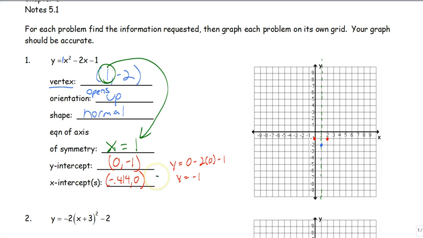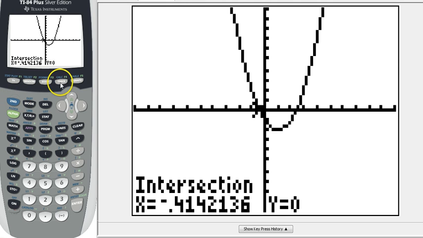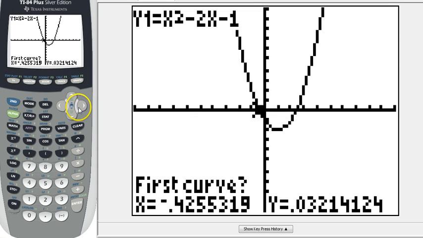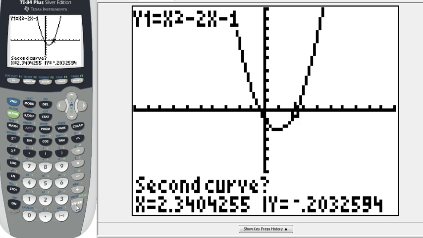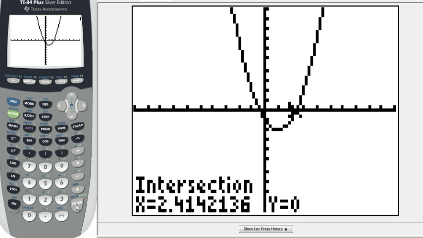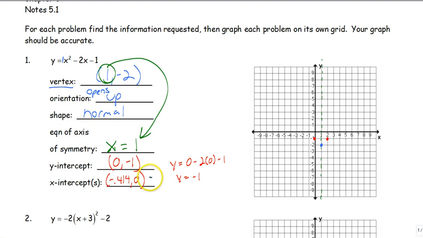And now I just need to get the other one by going back to the calculator. Okay, so second trace, 5. And now I'm going to hit up just to get onto this line and move over to the other place where you see the 0. Hit enter 3 times. And my other 0 is 2.414. So now I have that value as well. So I have 2.414 right here.